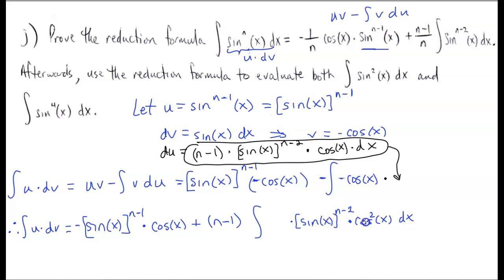it's not going to do us much good to leave this as it is. But we do know that cosine squared is 1 minus sine squared. Okay. And in doing it that way, that will force us to have a sine of x raised to the n minus 2 term, like what we need here. So what I'm going to do next is rewrite this totally, and I'll go ahead and drop to the next line to do that.